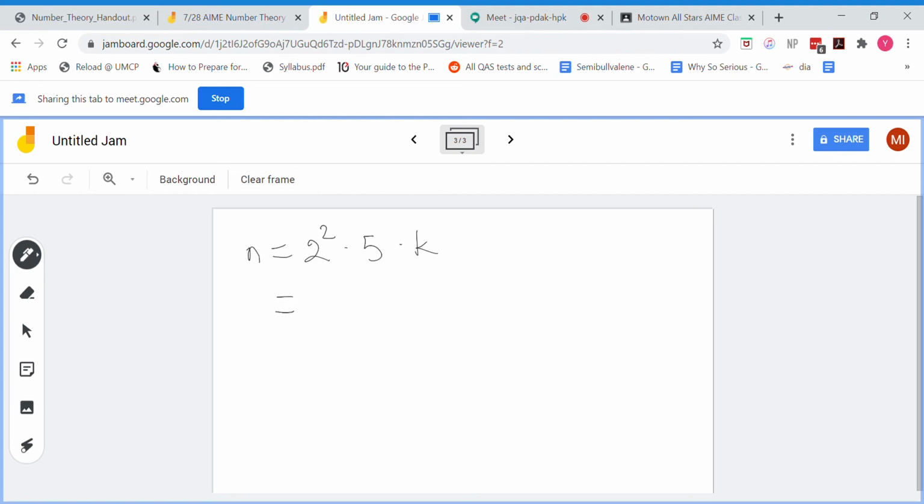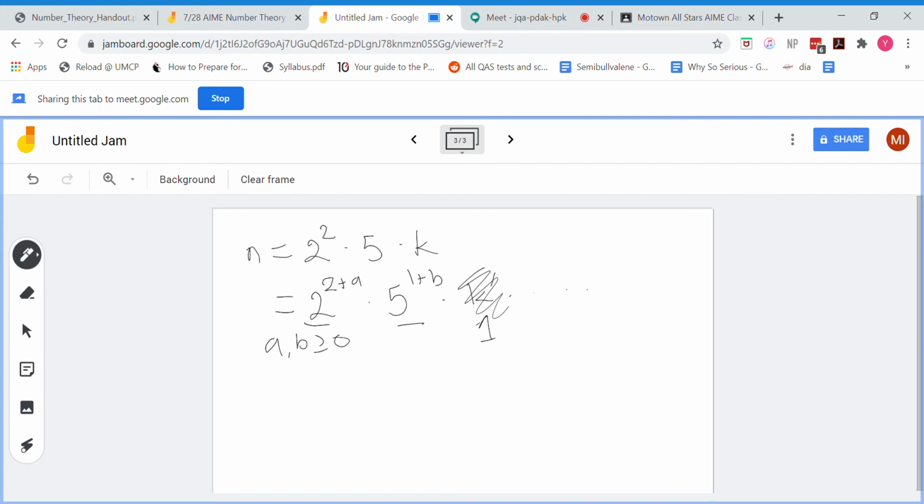So let's rewrite this as 2 to the power of 2 plus a times 5 to the power of 1 plus b times some more numbers, k prime, and so on, right? So here a and b are at least 0, right? And so let's consider the first case, which is when k prime is just 1. There are no other prime factors to n. So n is only divisible by 2 and 5.